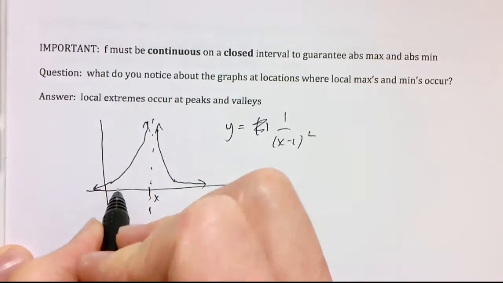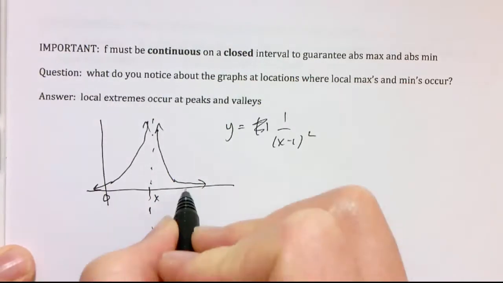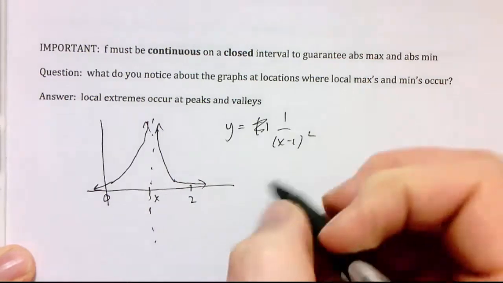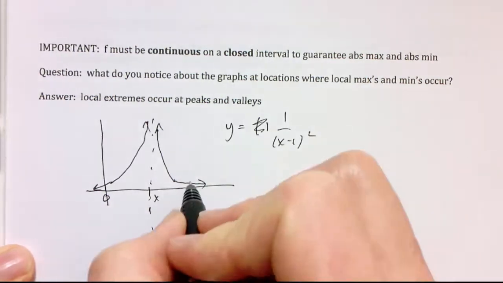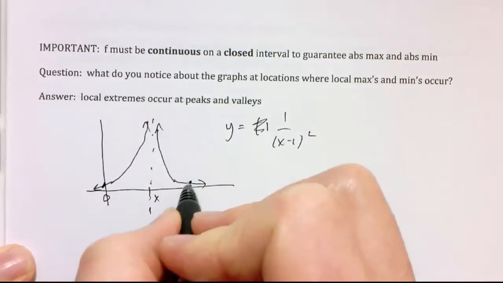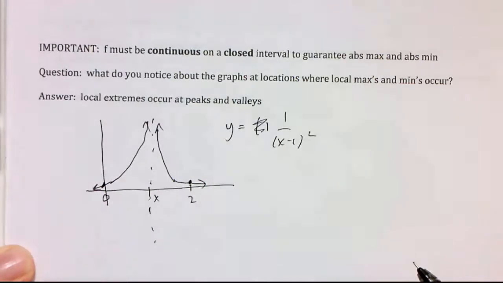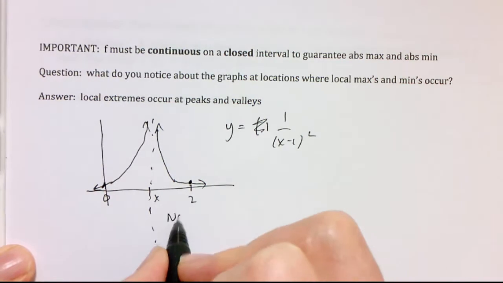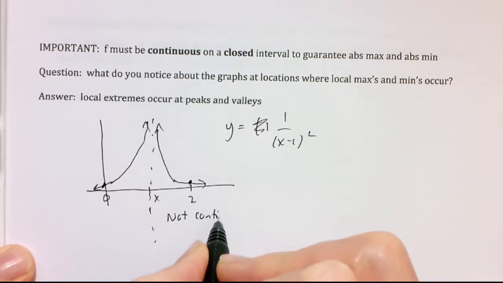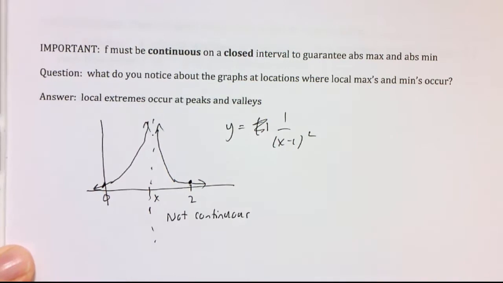If I cut it off here, let's say I go from 0 to 2, then the absolute minimum value is the same. It occurs here and here. But it doesn't have an absolute max. And why doesn't it? Well, we're not continuous on the interval from 0 to 2. So the function continues to grow and grow and grow.